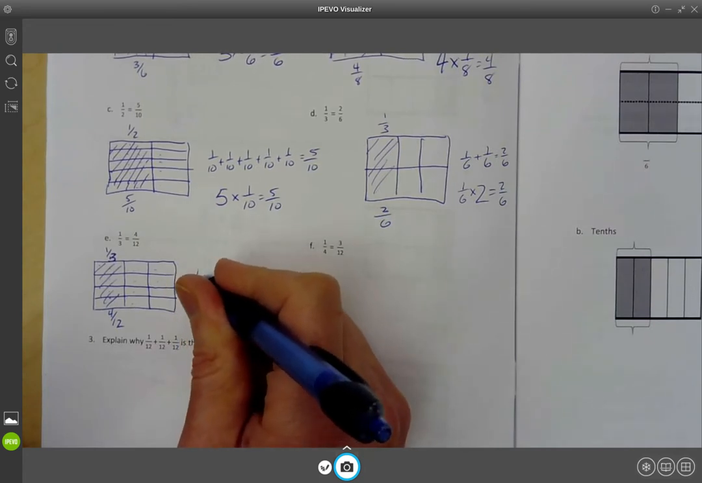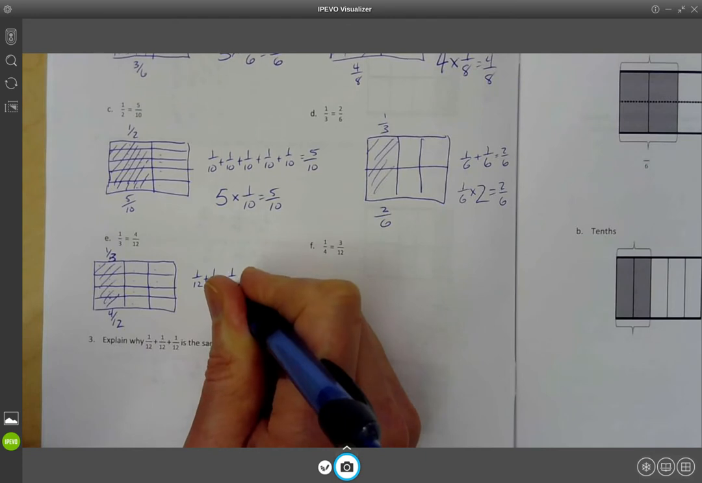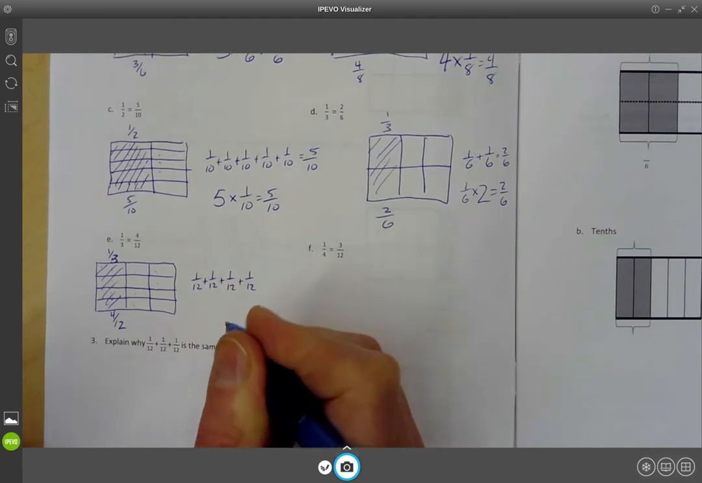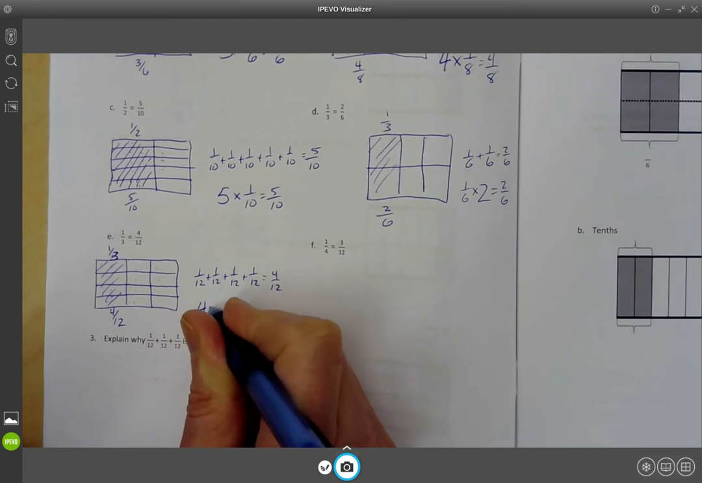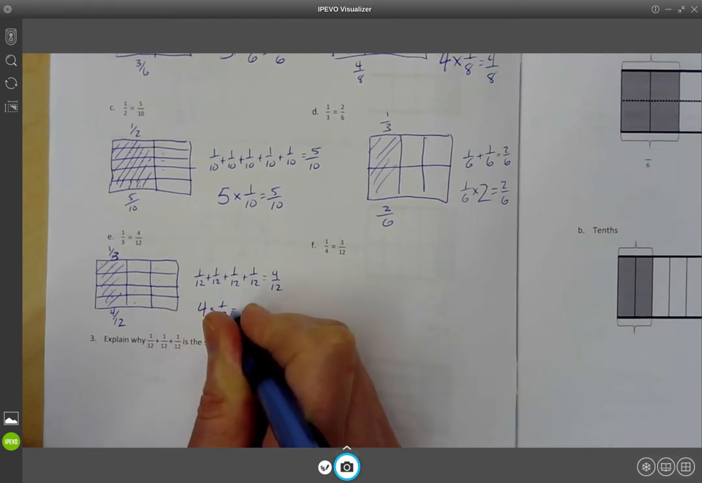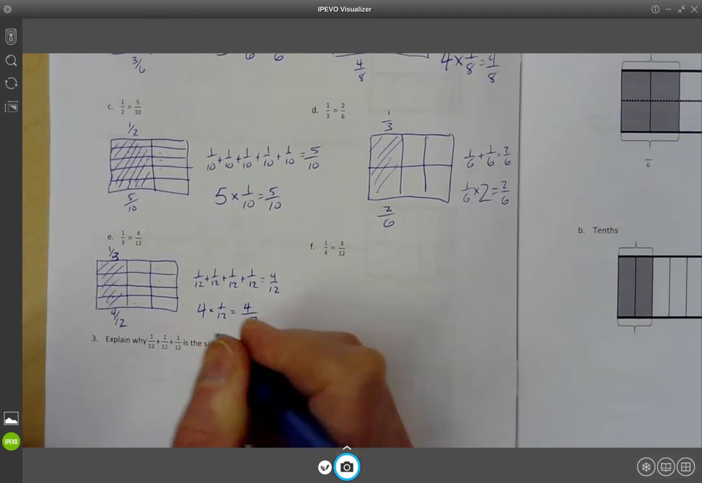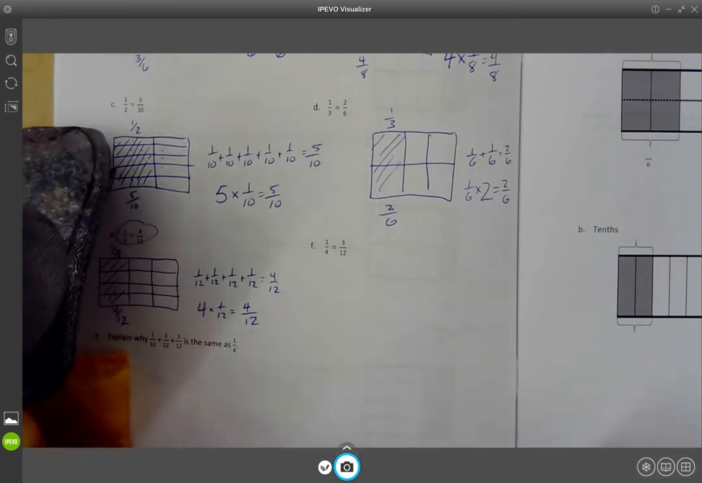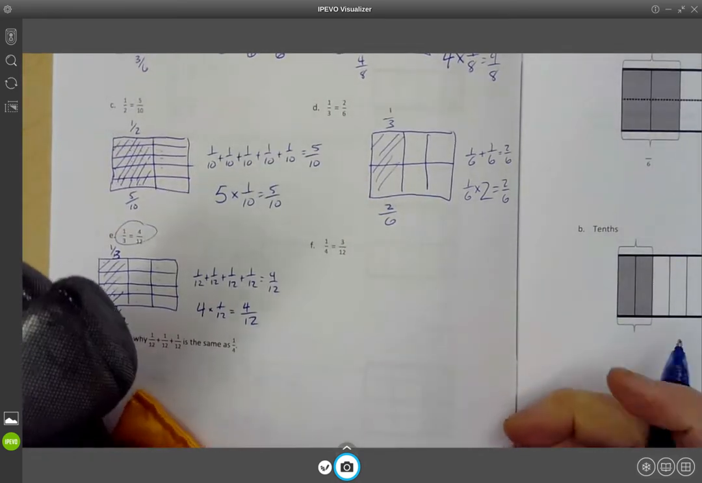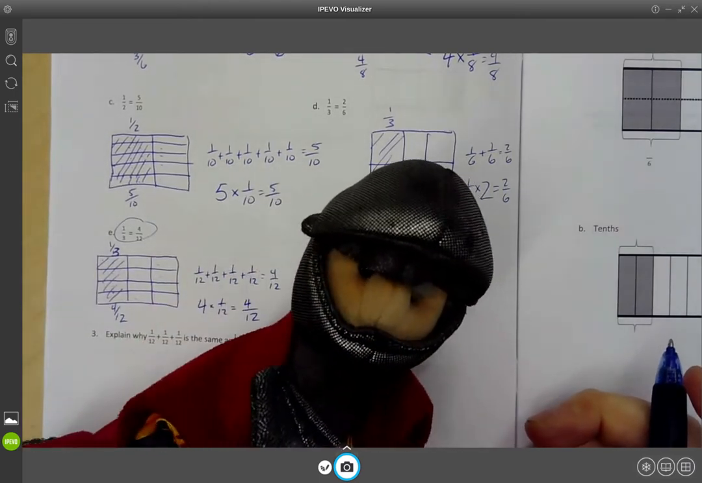All right, now the unit fractions are 1/12 plus 1/12 plus 1/12 plus 1/12 equals 4 of those 12ths. 4 times 1/12 equals 4/12, which is, of course, the same as 1/3. We are almost at the end of our quest. Of course, do it on your own, and then check your work.